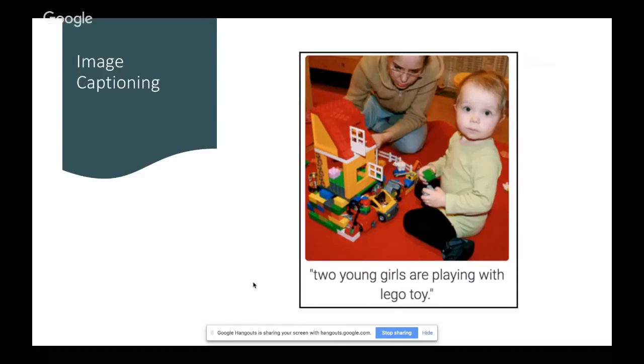It's not all serious. There are some fun applications also. As you can see here, it's image captioning. Can deep learning algorithms recognize what is in this image, right? If you look at the caption here, it has not recognized it 100% accurately. I'm assuming that's a mom and a kid playing with Lego toys, but the algorithm thinks it's two young girls playing with the Lego toy. But it's still done a good job, right? We're far ahead from where we used to be a few years back.